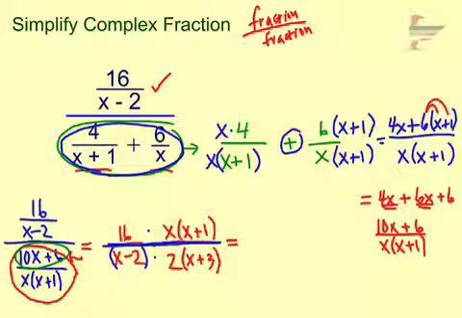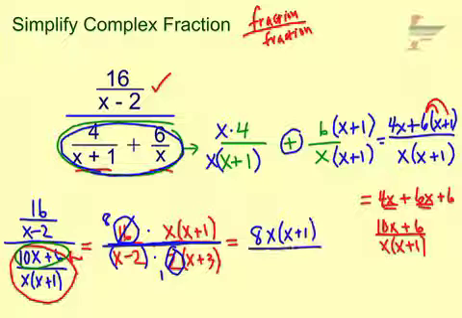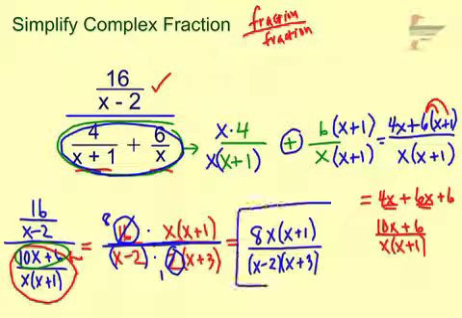So I'm looking to see if anything will cancel, and really I'm not seeing anything, but what I am noticing is we have a 16 over 2. We can take both of these and divide them by 2. 16 divided by 2 is 8, 2 divided by 2 is 1. So in the end we have 8 times x plus 1 over x minus 2 times x plus 3. And we are done.